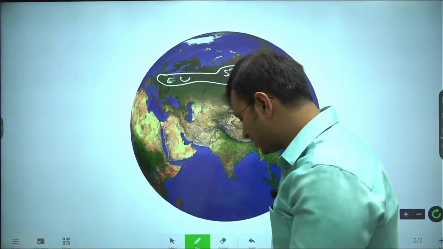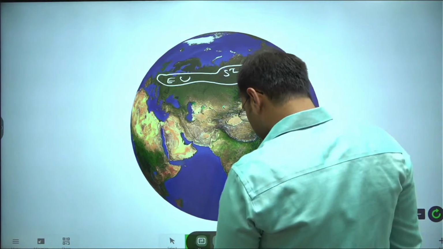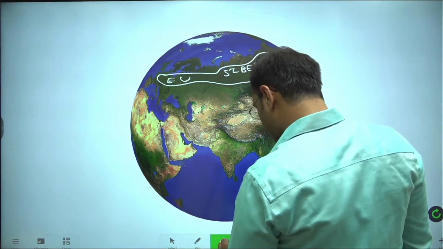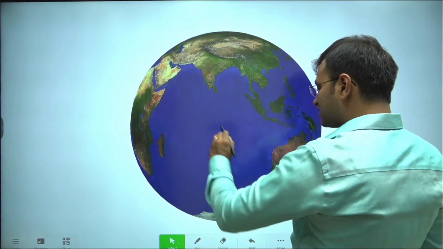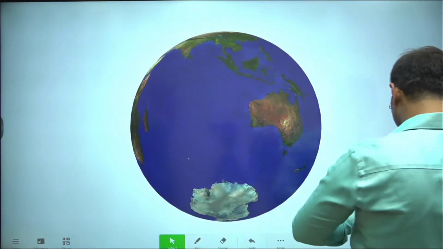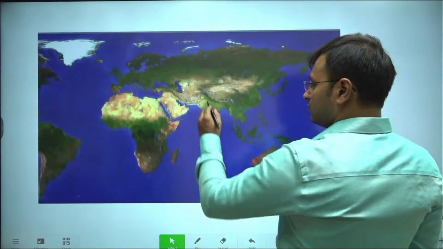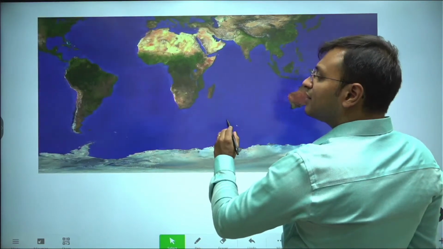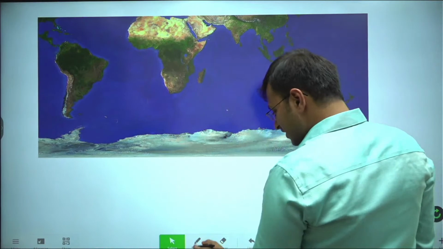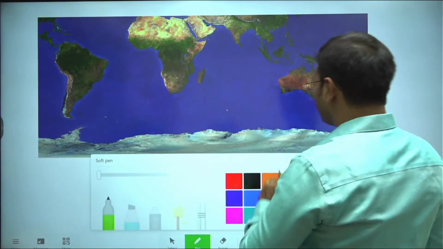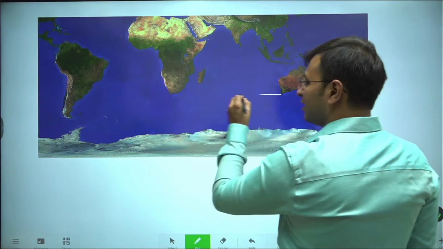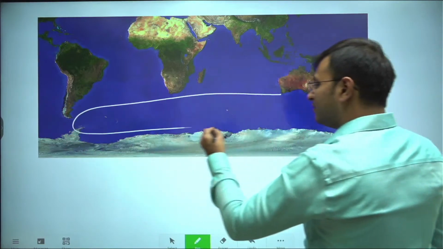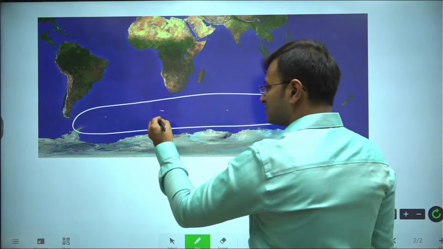Why don't we have this in the southern hemisphere? Please understand now. So if I move my discussion towards the southern hemisphere, let me again use the 2D map. Now see the southern hemisphere. If you see the southern hemisphere between these latitudes, what do you find? You find predominantly the oceans.